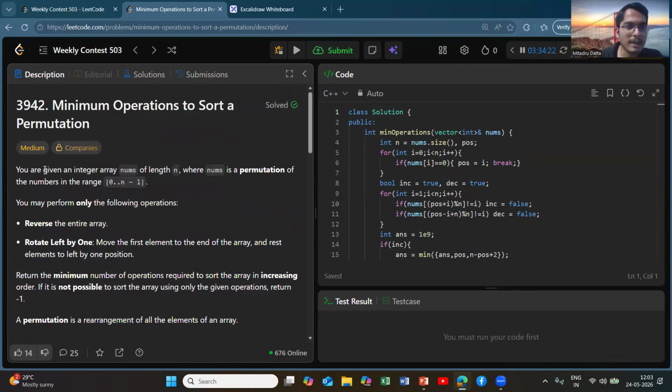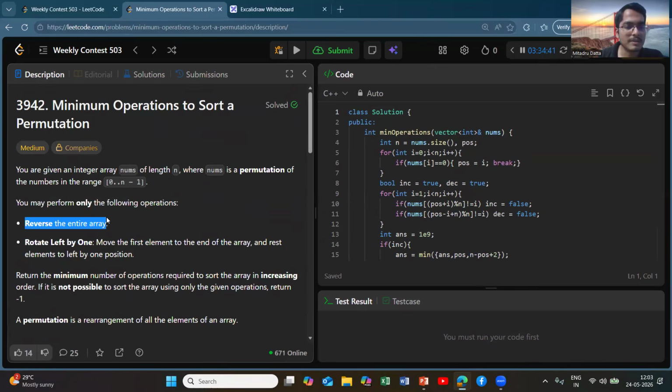You are given an integer array nums of length n, where nums is a permutation of the numbers in the range 0 to n minus 1. So nums will contain distinct digits from 0 to n minus 1 only. It may be present in any order. Okay, so you can perform the following operations.